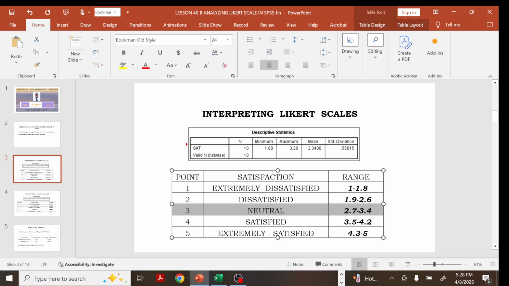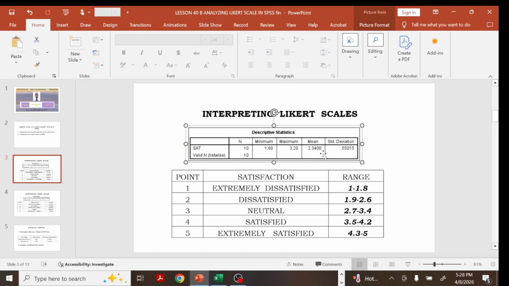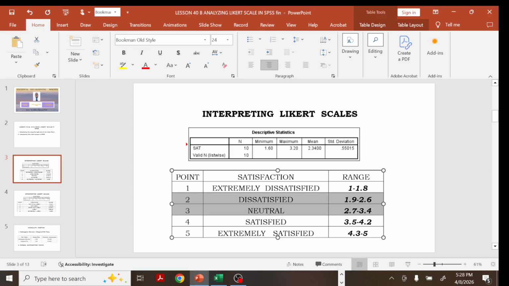Then you look at the mean. The mean is 2.34. Where does it fall? 2.3 falls here, in the range 1.9 to 2.6. So this is the range of dissatisfied, and this is the mean. What does it mean? It means that the average number of respondents are dissatisfied, meaning they are not happy with the quality of the product. The mean is the average number of the people.